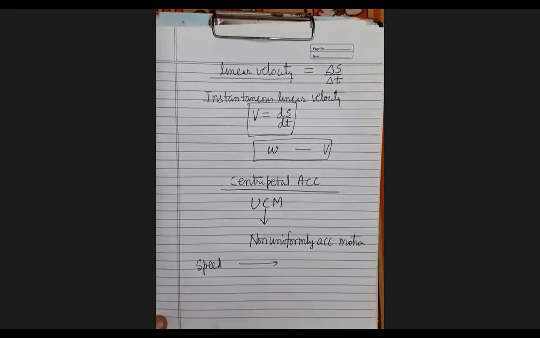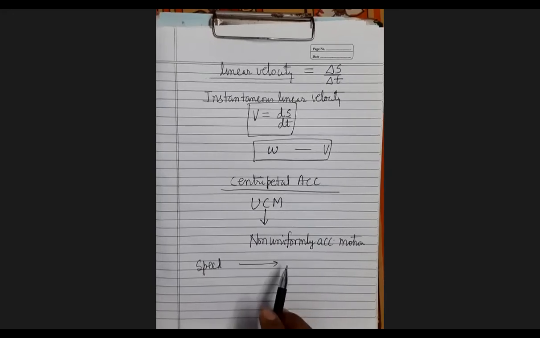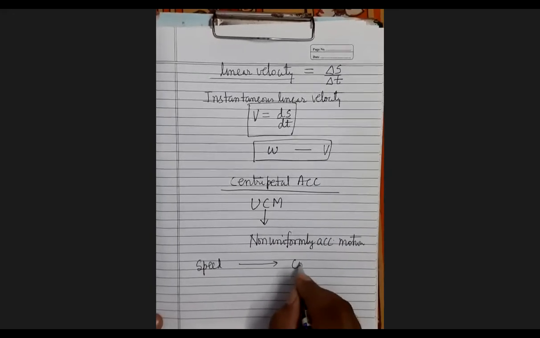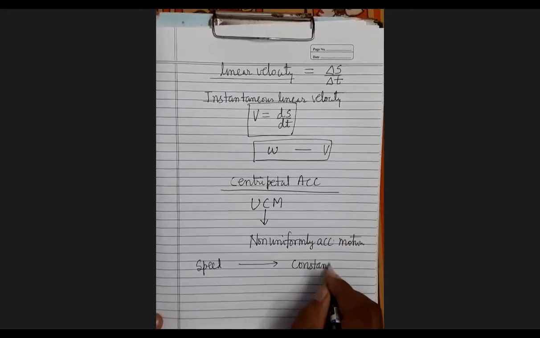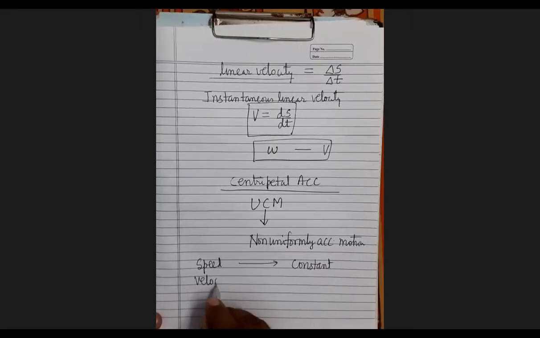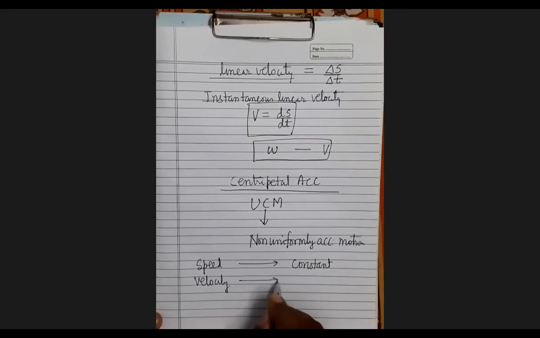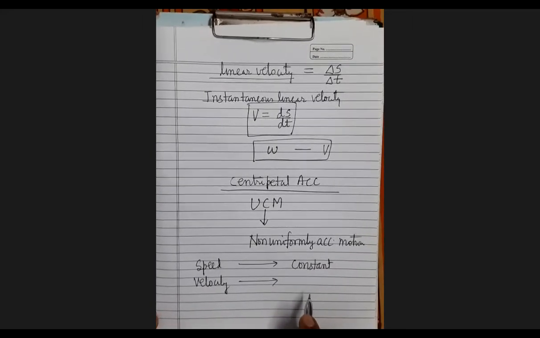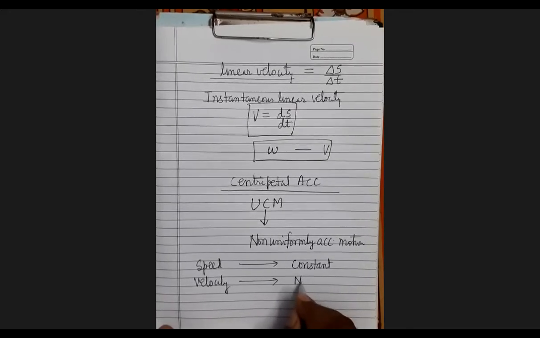constant. Speed remains constant. It's clear. Now see here, velocity is changing. Velocity is variable. Velocity is non-uniform. It's clear. And why is it variable?